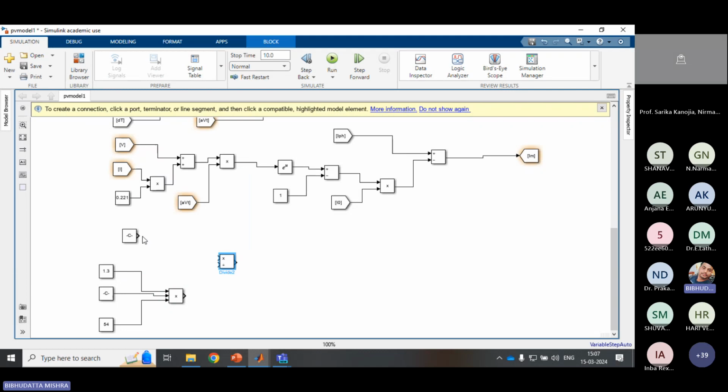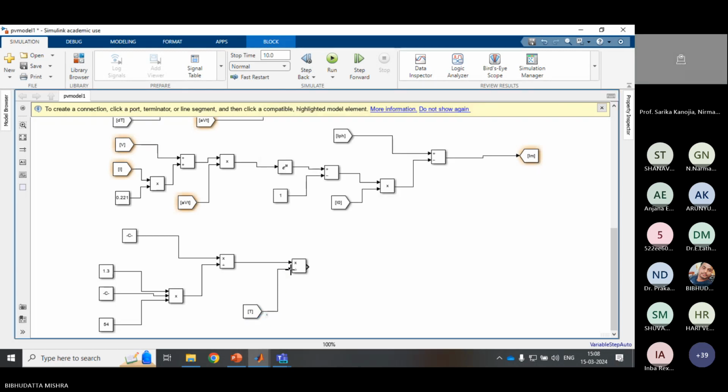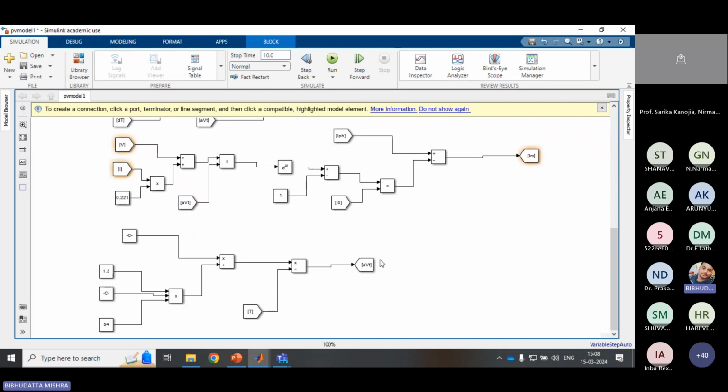So this is divided, Q divided by this term, then another whole divided by T, that is also whole divided by T. It's the final value of AVT. So this part is over.